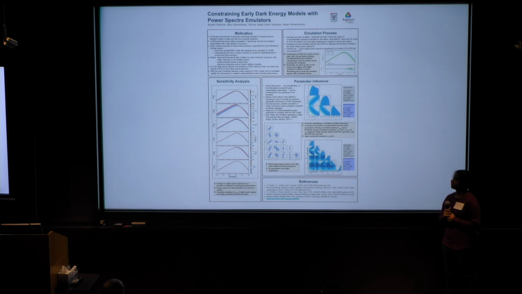The project we're currently working on is constraining early dark energy models with power spectra emulators, which uses a Gaussian process emulator to investigate power spectra in an early dark energy cosmology. The early dark energy model was introduced as a modification for the lambda-CDM model to resolve the Hubble tension discrepancy.